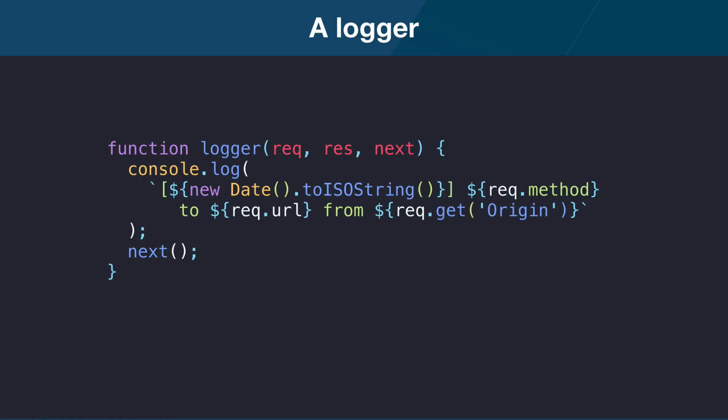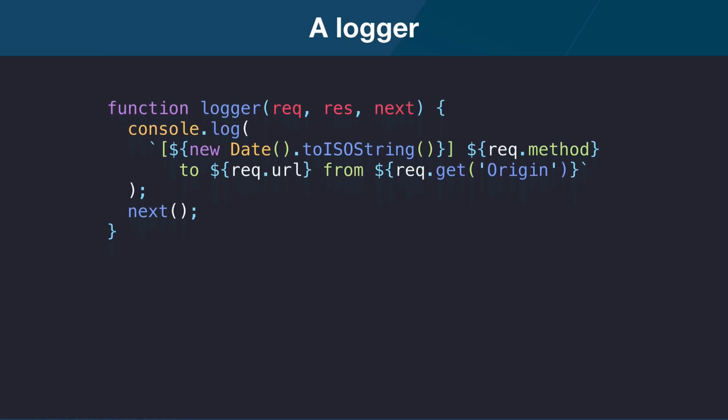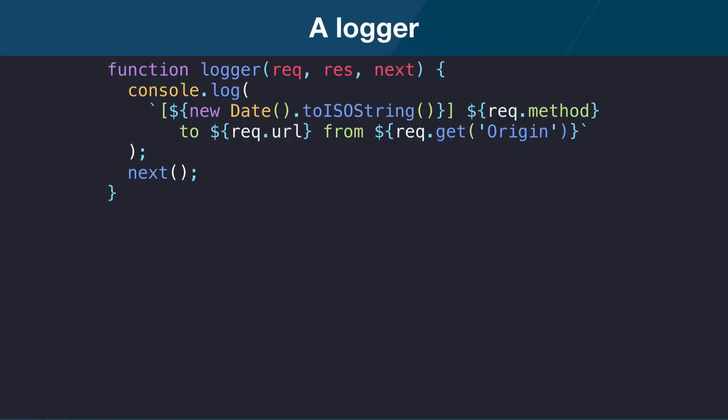So we get a brand new date, a timestamp of exactly when this log happened. We get a request method, so what type of request was used. And then we get a request URL, what endpoint was used to communicate with us. And then the last is the origin. Where did this come from? The IP address or the origin from where this user used our API. Then we call the next function.